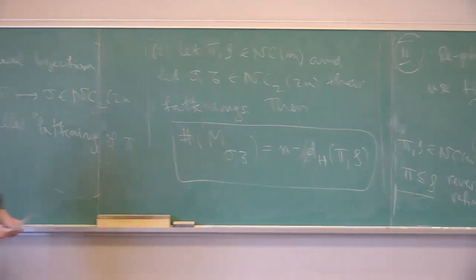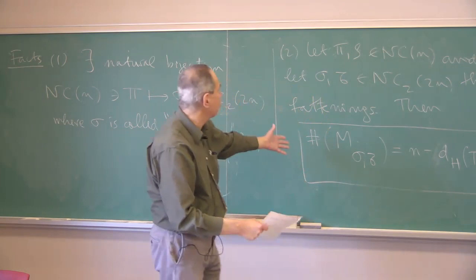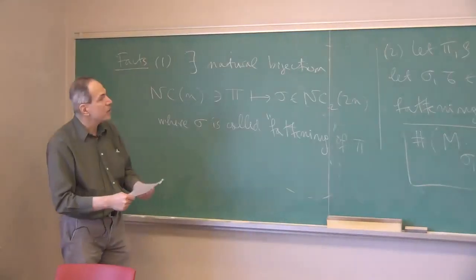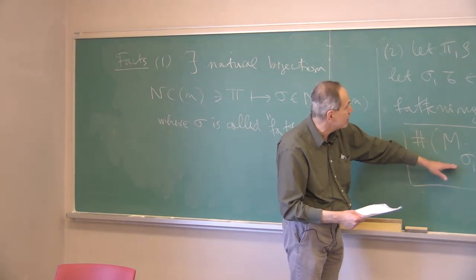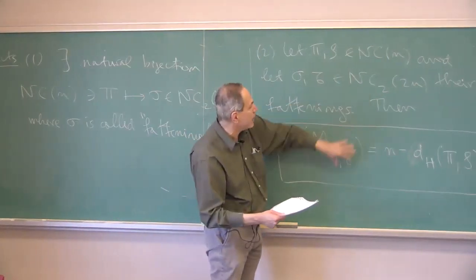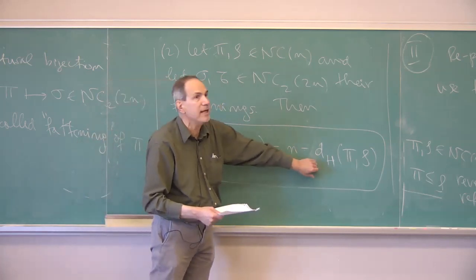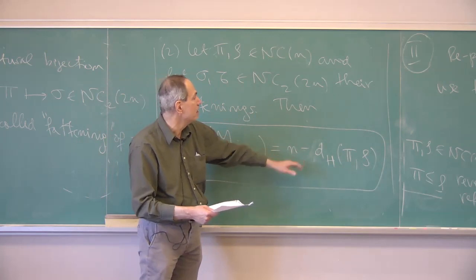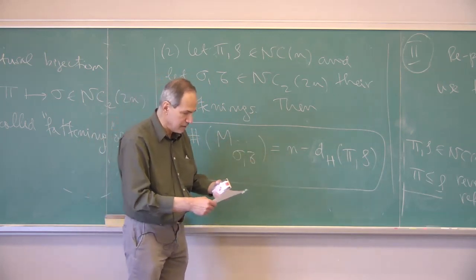This fact actually was proved by some people around maybe 2005 or 2006. This has the consequence that here this was my random variable X_n on NC_2(2n). Whatever I want to know about it, I can know by looking at the other random variable Y_n, which is on NC(n) over.